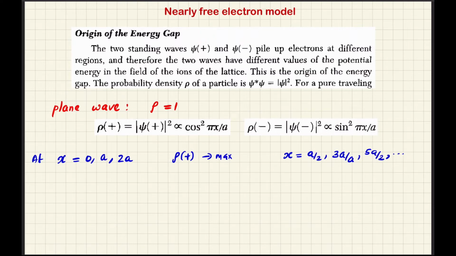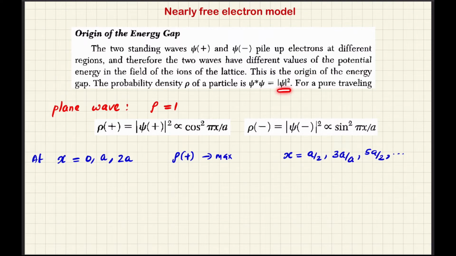Okay, so this is basically the origin of the energy gap in metals, or in a semimetal. This can be understood in terms of the probability density of the particle. If you want to find the probability density, you take psi star psi. This is the probability of finding the particle somewhere in space.